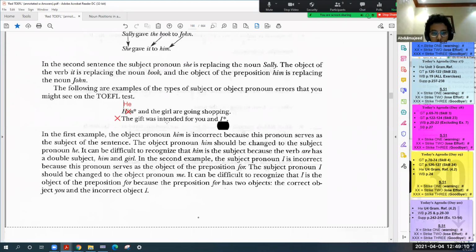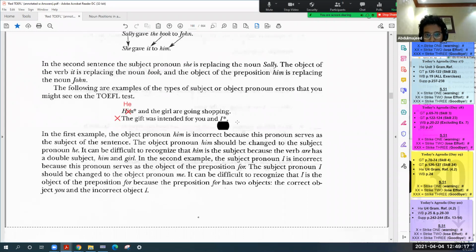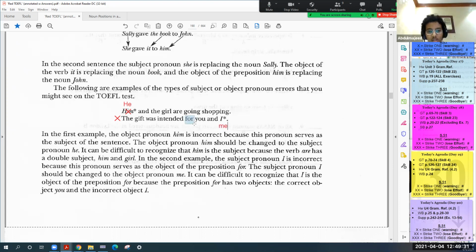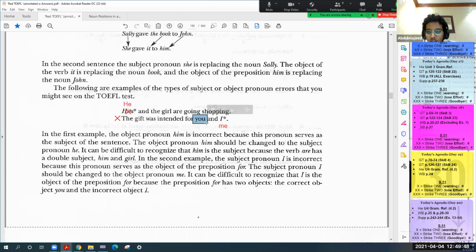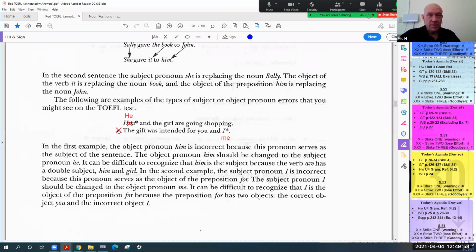The gift was intended for you and I. Where's the problem? The problem is with I. We should replace it with the object. It is me. Now, why should I use me? Because it is an object and it is followed by the preposition. We have a preposition: for you and I. How about this? Should I change this one also? No, just leave it as it is, because it's always the same, right? Subject or object, it's always the same. Okay, there you go. So we'll move the X over here.